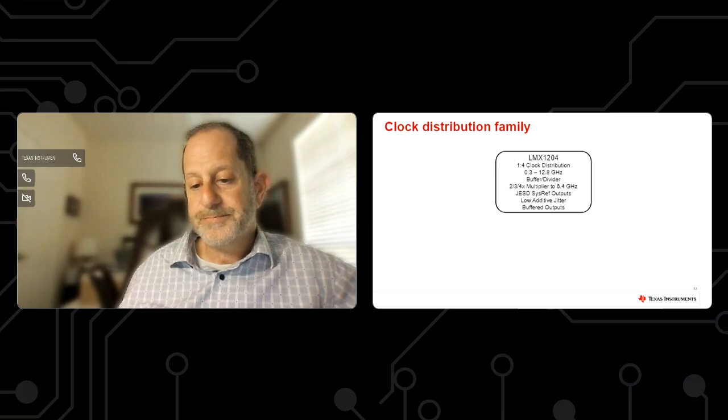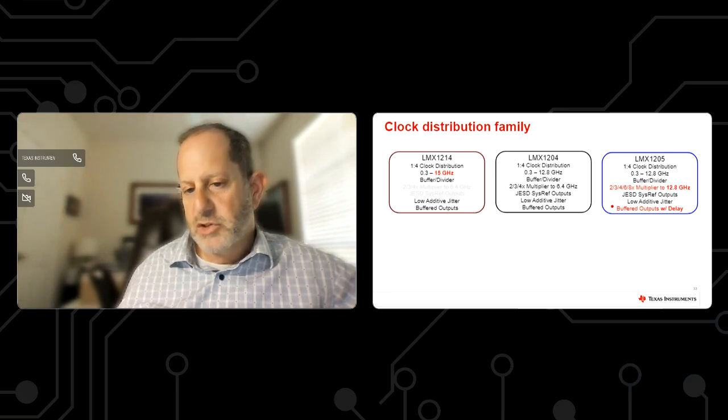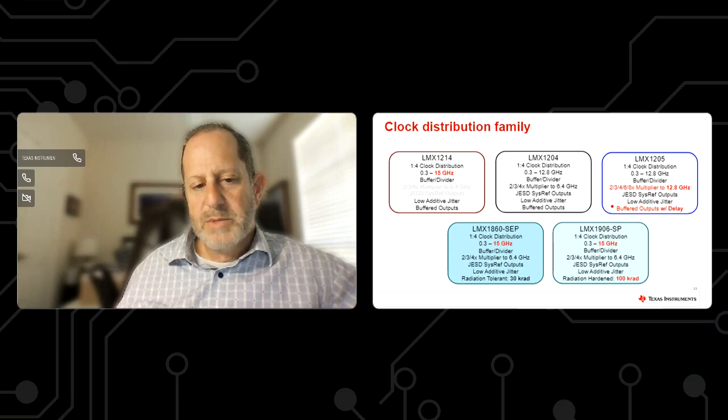So the 1204 device, this is a family of parts. We've got flavors that don't include the SYSREF solution, so if you don't need that, you can get ones without it. A new device includes some buffered output delay features. That's kind of nice too if you need an additional layer of control for synchronization purposes. And then specifically for your space grade solutions, SEP flavors and full space grade flavors of doing the same thing, operating out to 15 gigahertz.